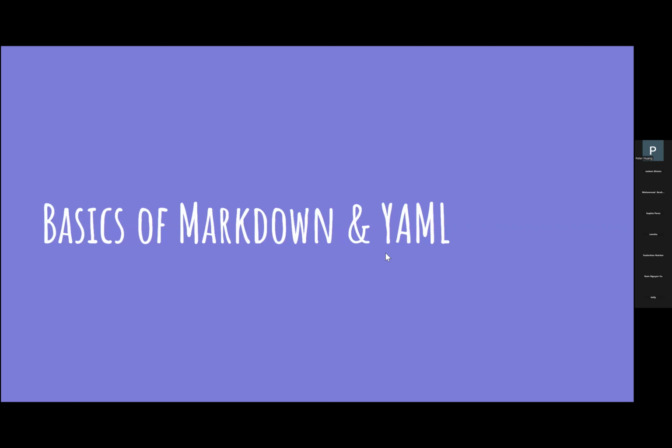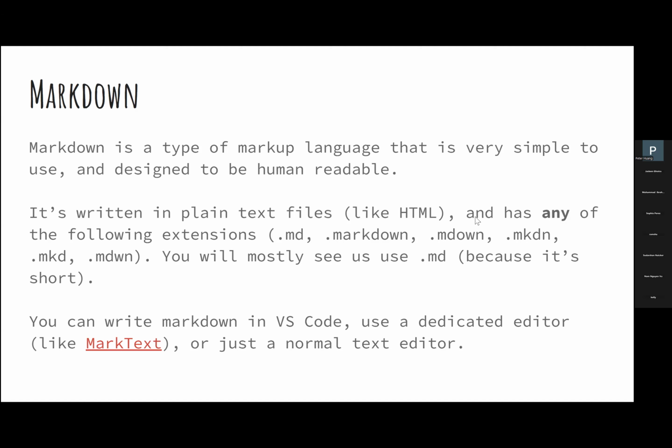So the basics of Markdown and YAML. Markdown is a type of markup language that's quite simple to use and is designed to be human readable. It's written in plain text files like HTML and has any of the following extensions as shown over here. Primarily though, you see .md because it's the shortest. And you can write Markdown in VS Code, and you can use a dedicated editor as well, like MarkText, or just a normal text editor. All of it will allow you to create your Markdown file.